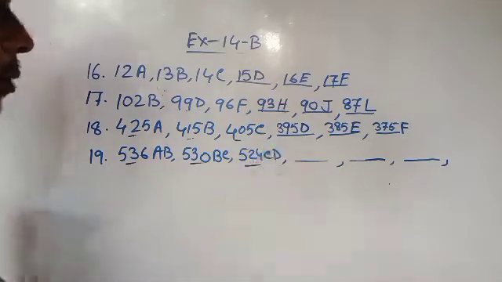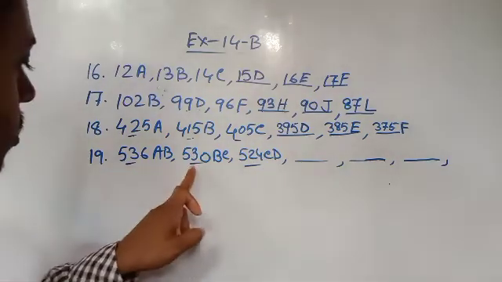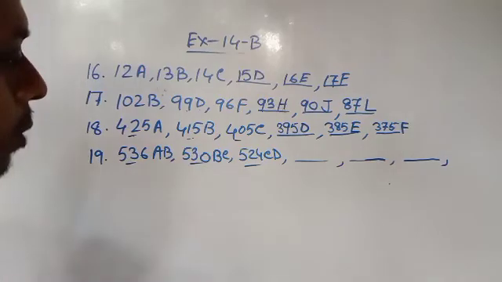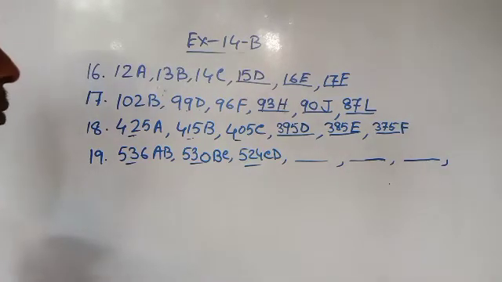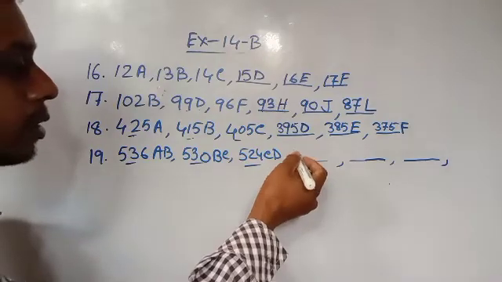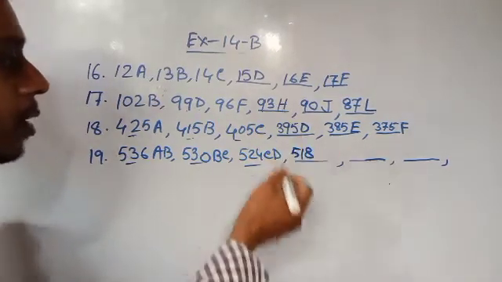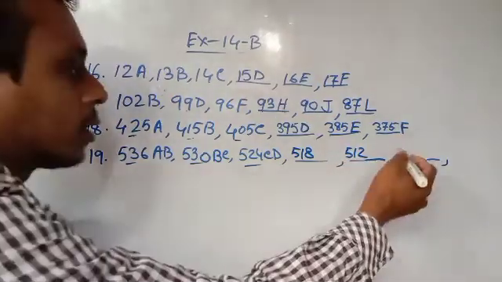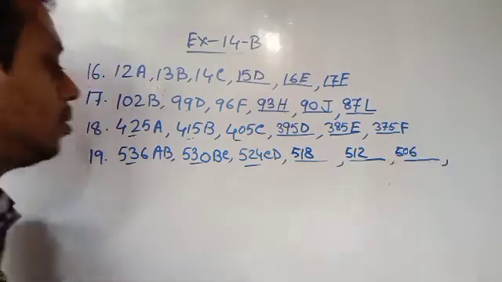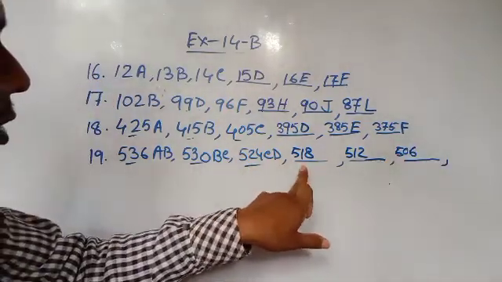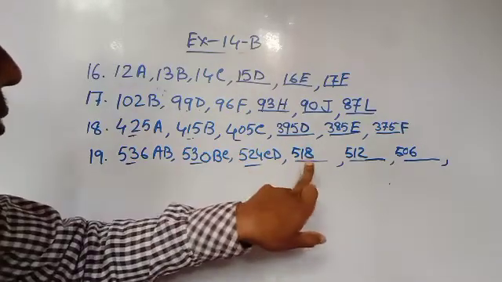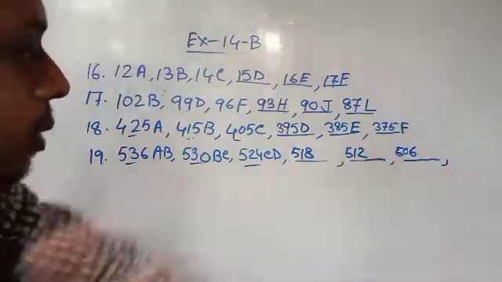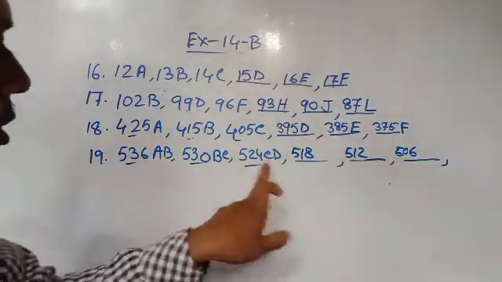536, 530, 524. The difference is 6. So 536 minus 6, 530. 530 minus 6, 524. So 6 you have to subtract from the previous number. 524 minus 6, 518. 518 minus 6, 512. 512 minus 6, 506. So from the previous number, if you subtract 6, then you will get the next number.